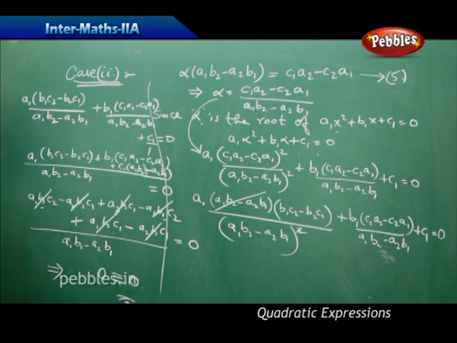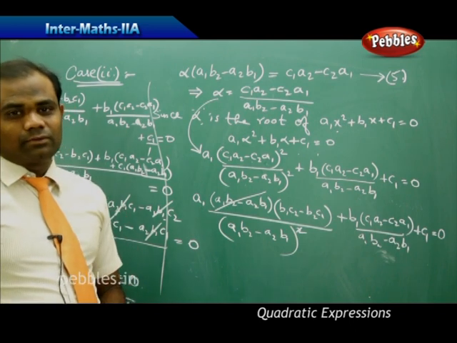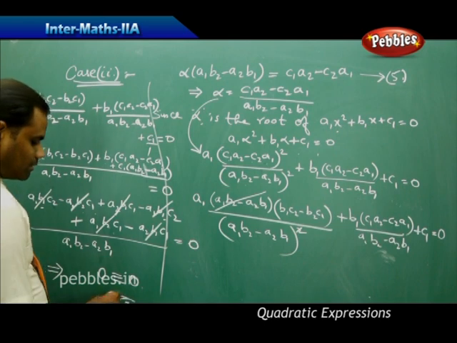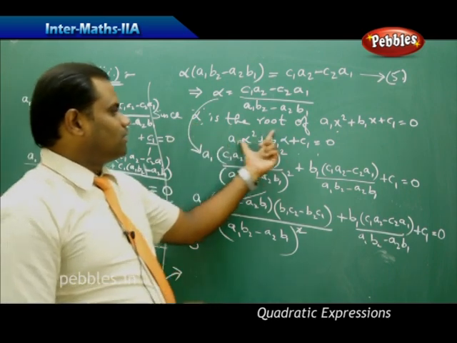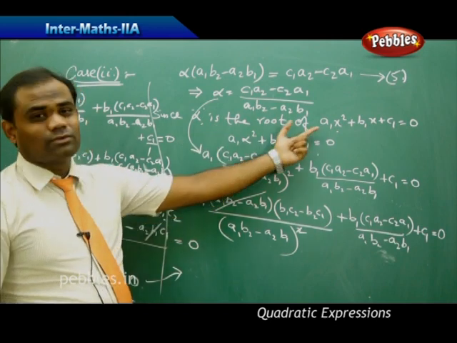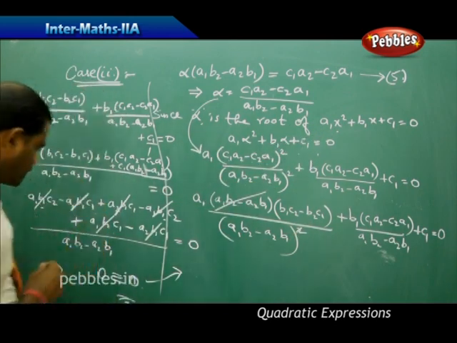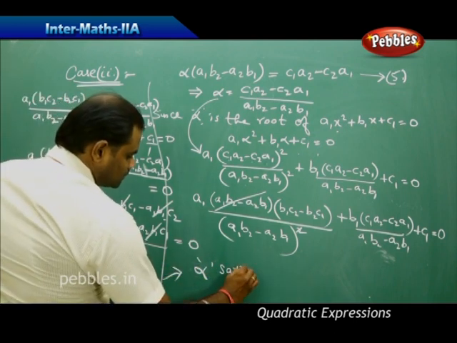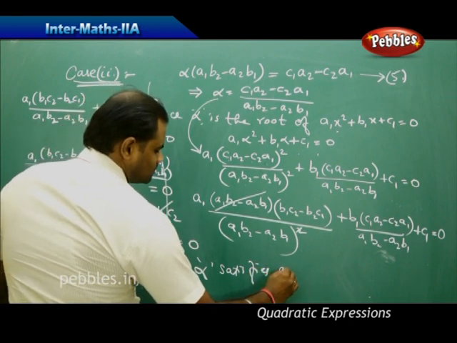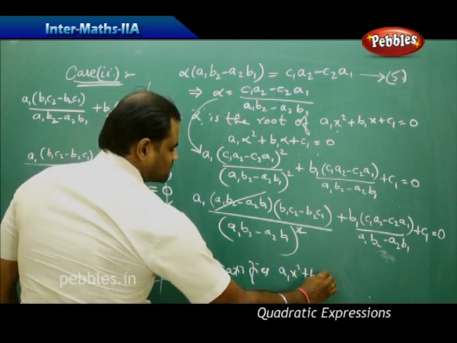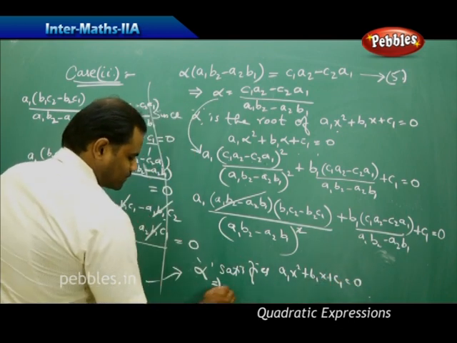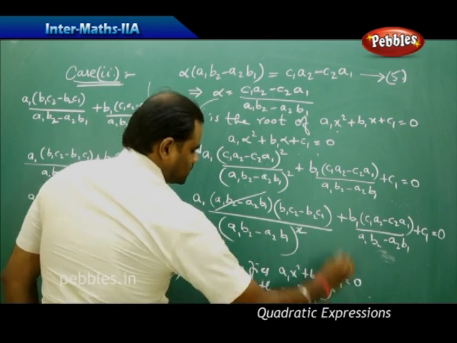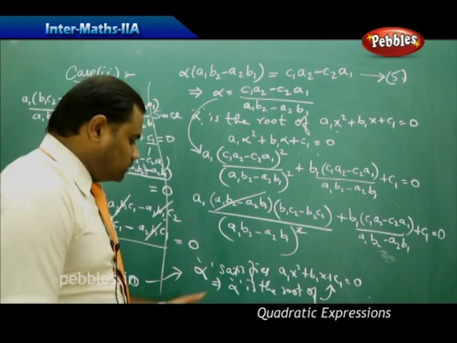That means what we have got is the correct root. So from here, when I substitute, alpha will be the root, because if I assume that alpha is the root of the quadratic expression, then I get identically 0 equal to 0. That implies alpha satisfies the quadratic equation A1x squared plus B1x plus C1 equal to 0. That implies alpha is the root of this quadratic expression.